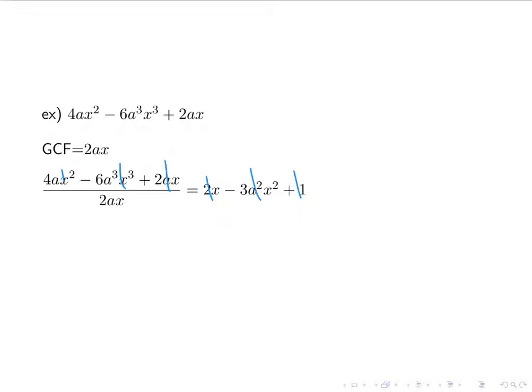That's probably the thing that I see the most that people get wrong. They say, oh, it cancels, and they're done. But it cancels as a 1. And then again, the answer has to be the product of these two things. So 2ax times 2x minus 3a squared x squared plus 1.